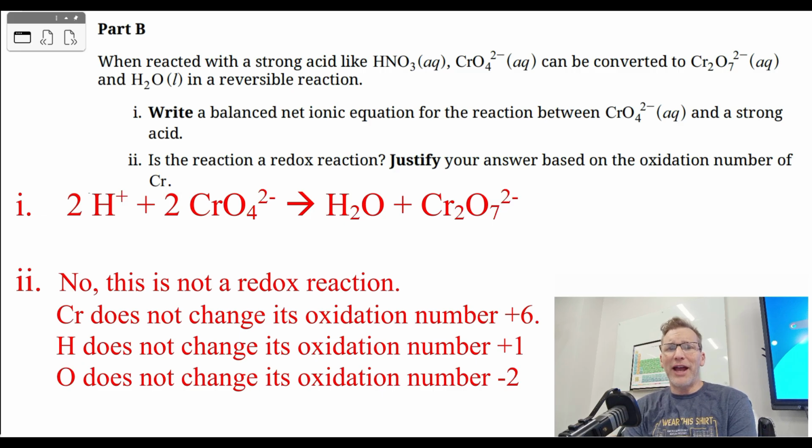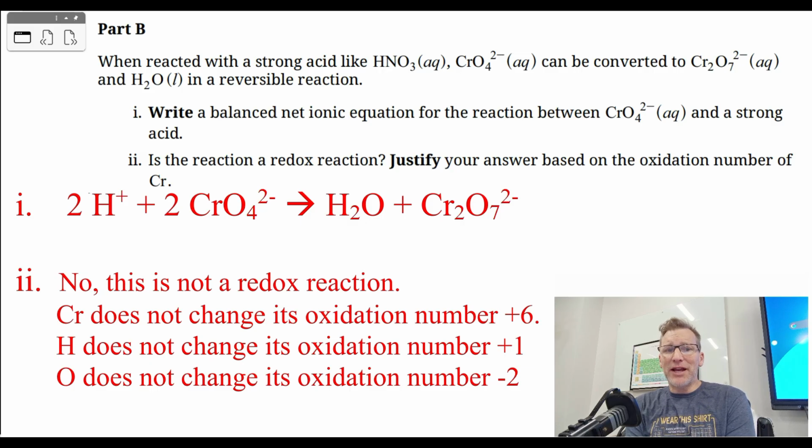Part B, they're adding a strong acid, H plus or H3O plus, whichever one you want, with chromate ion, and it's going to be converted to dichromate and H2O. You're just writing a net ionic reaction. 2H plus and 2CrO4 -2 yields H2O and Cr2O7 -2. That balances the atoms, it balances the charges, and that is just a net ionic reaction.